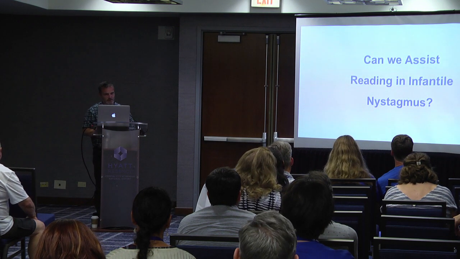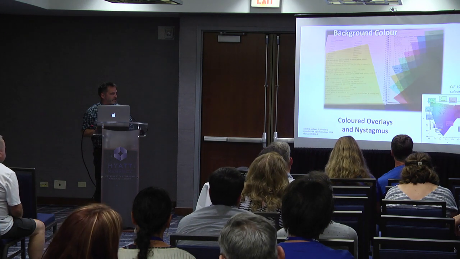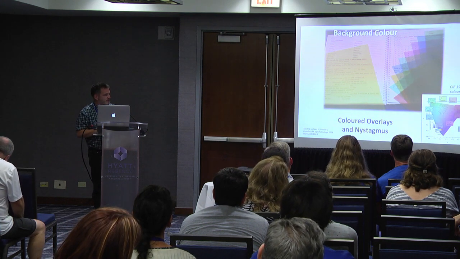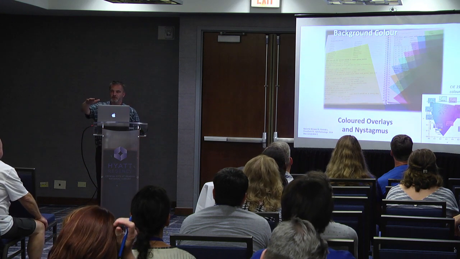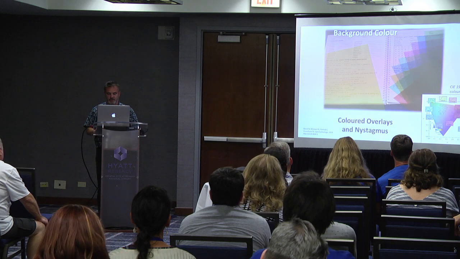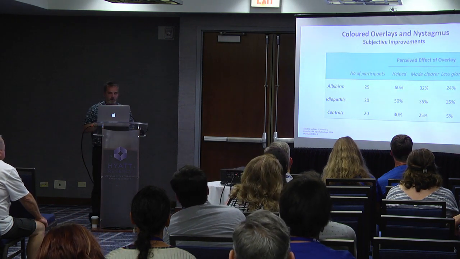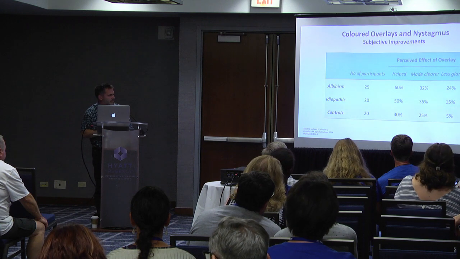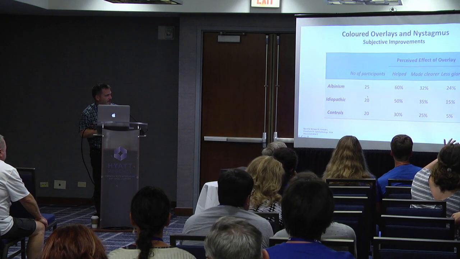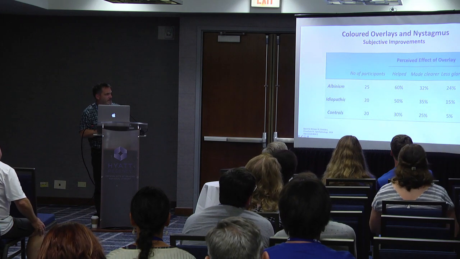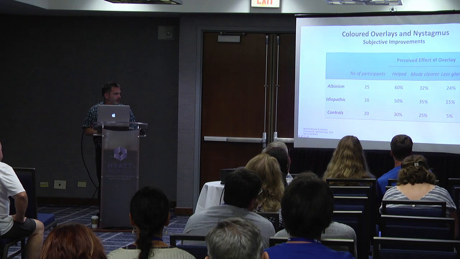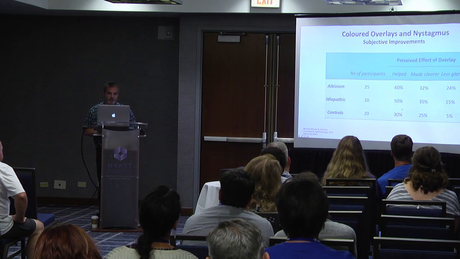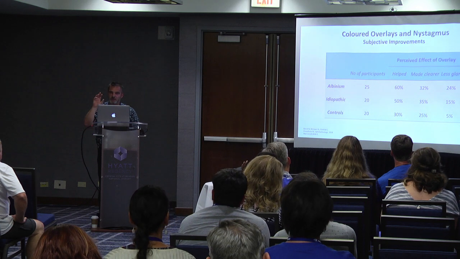We also looked to see whether we can assist reading in infantile nystagmus. And the way that we did this was using colored overlays. You might have come across these. They are sometimes used with dyslexia. You have a whole selection of colors to choose from. You choose your preferred color. You put the overlay on top of the text when you read it. Now, what we found was that when we asked people to tell us whether they perceived that the overlays were helping, and we compared some control people here to people with albinism and people with congenital nystagmus, 60% of the people with albinism said that it helped, whereas 50% of people with congenital nystagmus said that it helped, and that was compared to 30% of controls. So certainly, people with nystagmus perceive that it helps.